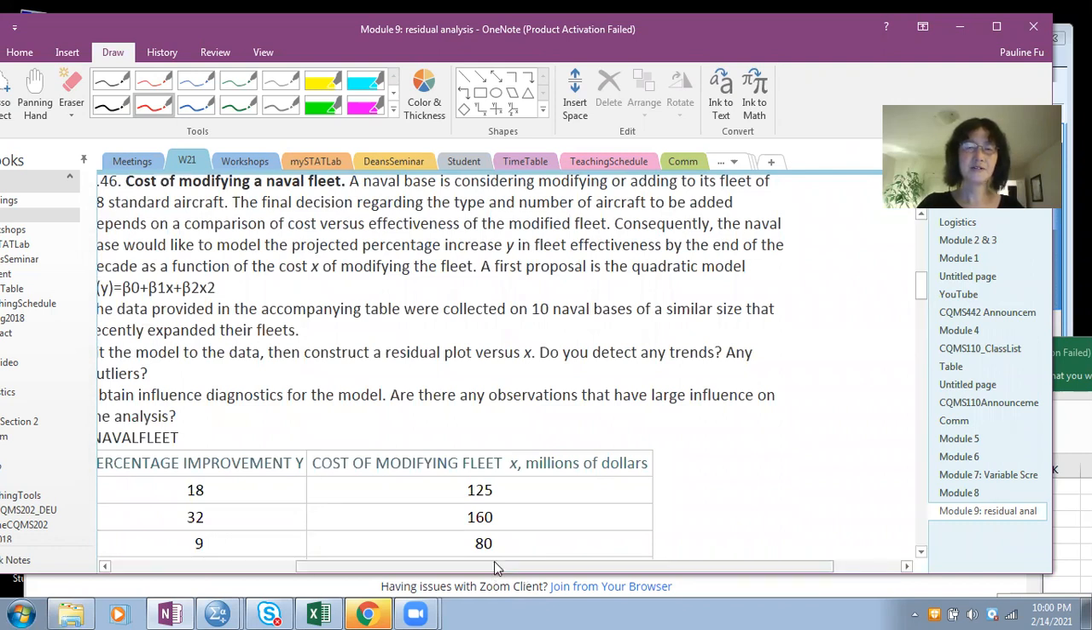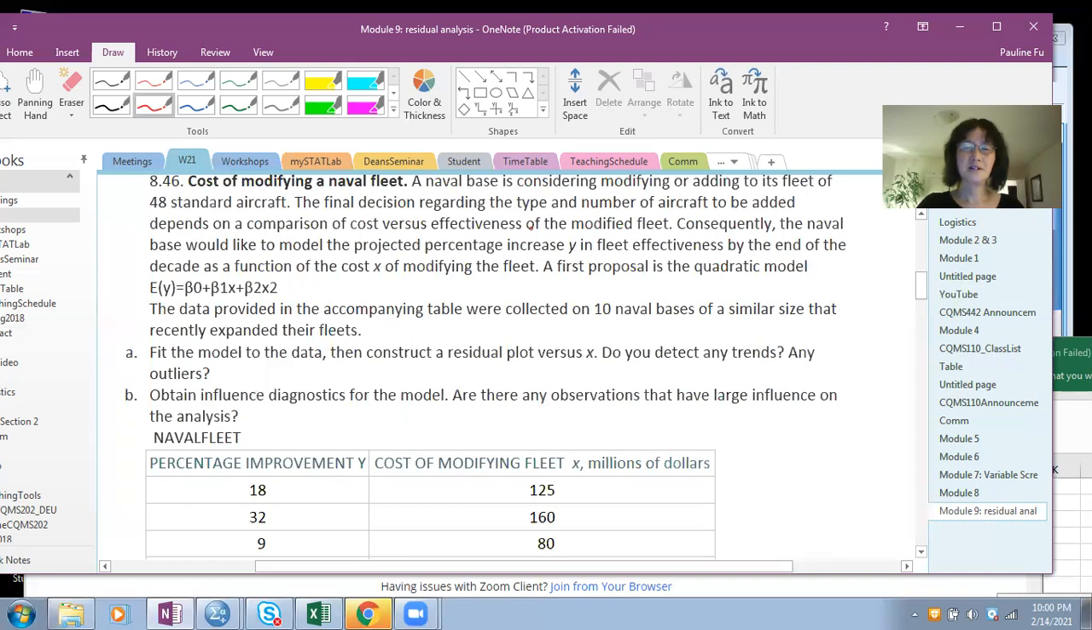And the next question. A navy base is considering modifying or adding to its fleet of 48 standard aircraft. The final decision regarding the type and number of aircraft to be added depends on a comparison of cost versus effectiveness of a modified fleet. Consequently, the naval base would like to model the projected percentage increase Y in fleet effectiveness by the end of the decade as a function of the cost X.